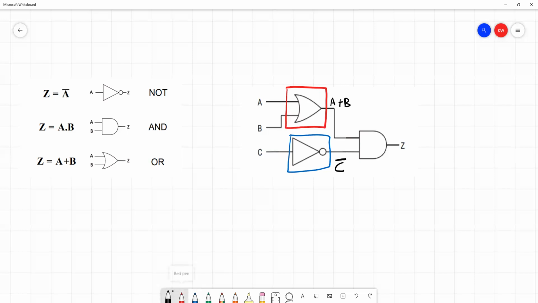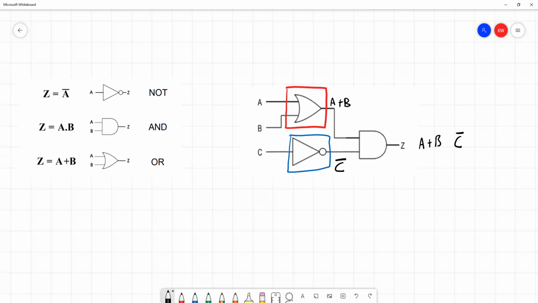Then we combine these two as inputs to the AND gate. An AND gate tells us that we take our 2 inputs and place a dot between them. So we have A plus B as an input, and we have C bar as an input as well.